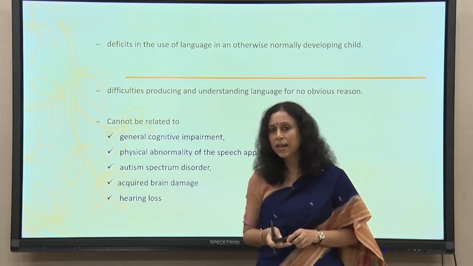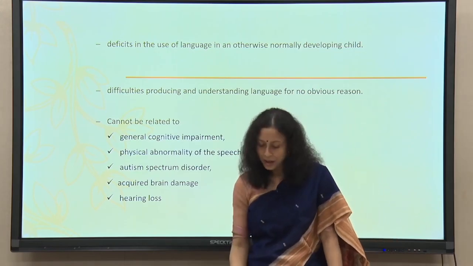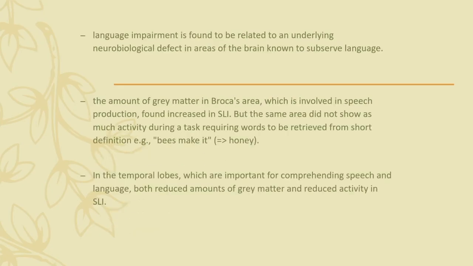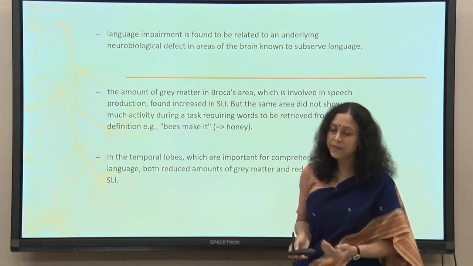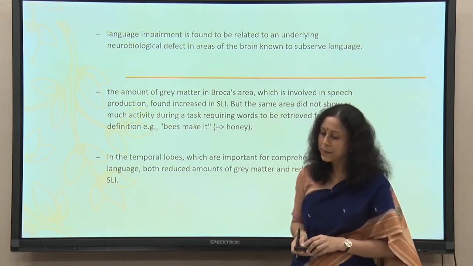The difficulties in producing and understanding happen as if there is no obvious reason. Because the child is typically growing, this kind of disorder cannot be related to general cognitive impairment, physical abnormality of the speech apparatus like cleft palate, developmental disorders like autism spectrum disorder, acquired brain damage or hearing loss. None of these problems are associated with specific language impairment. That is why it is called specific language impairment. It is an impairment specific to language. This also has a neural underpinning.